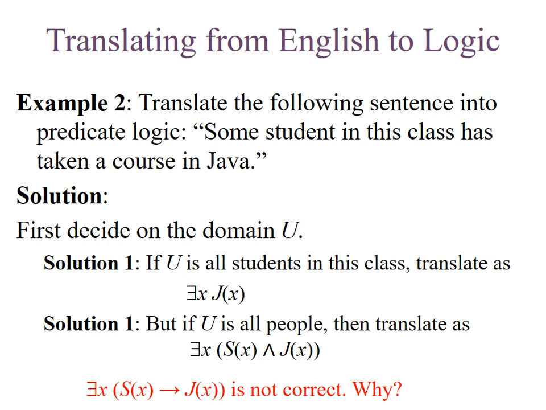All right. Next, I want to ask why this expression is not correct. If you write for some x, if S of x then J of x, this expression is wrong for this sentence. Please write down your answer and explain why this predicate logic is not correct for the sentence: some student in this class has taken a course in Java.